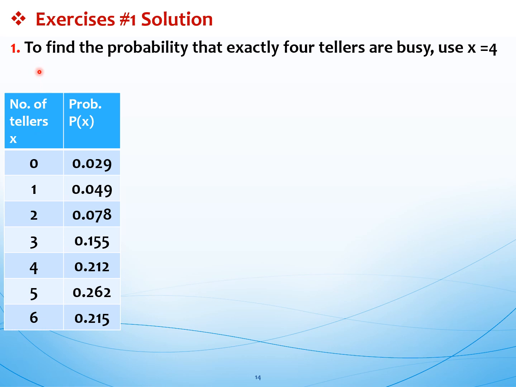How can we find the probability that exactly 4 tellers are busy? So use x equals 4. So the probability at exactly 4 tellers is 0.212. So this is exactly 4 tellers. So the probability is 0.212.